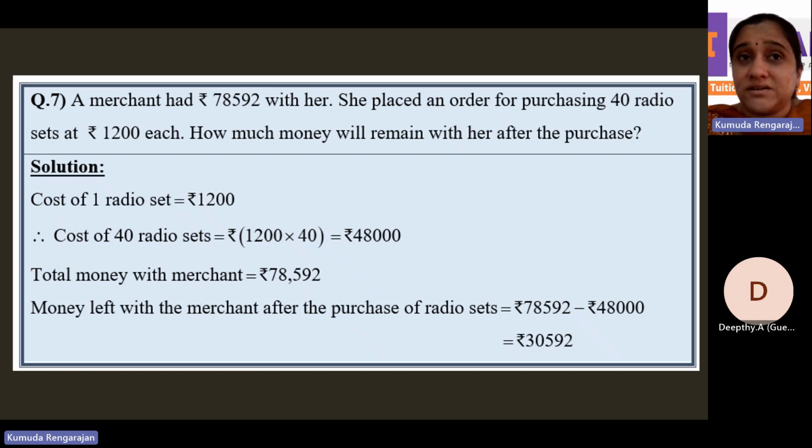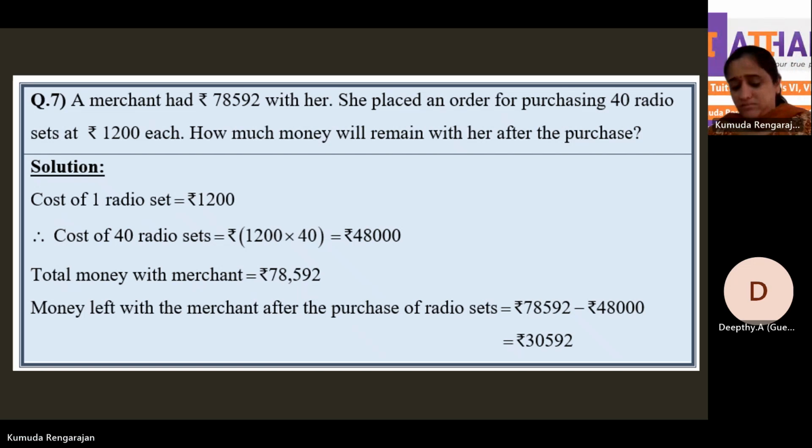So from where will you start? From the cost of one radio set, then 40 radio sets, you'll get the answer. Then, you know, you have to subtract. Then you'll ask, so how much money does the merchant have with her? 78,592. Now, how much has she spent already? 48,000. So the difference, the money left, will be the difference. So that is the sequence in which you present the answer. You must actually be into the question. Understand? Okay.